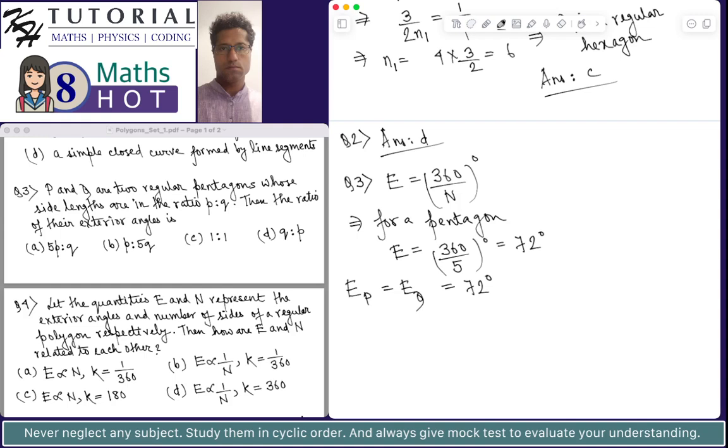So clearly we can see that EP to EQ will obviously be 1:1. So the correct choice is C. C is the correct choice.